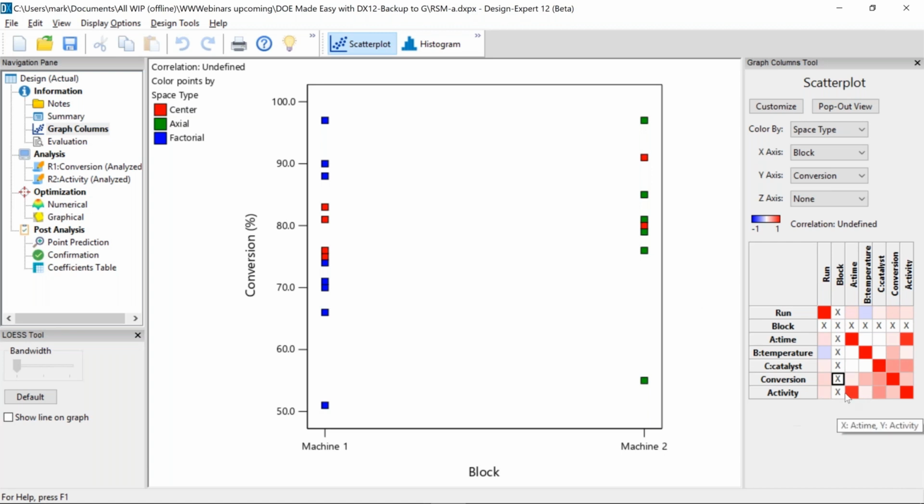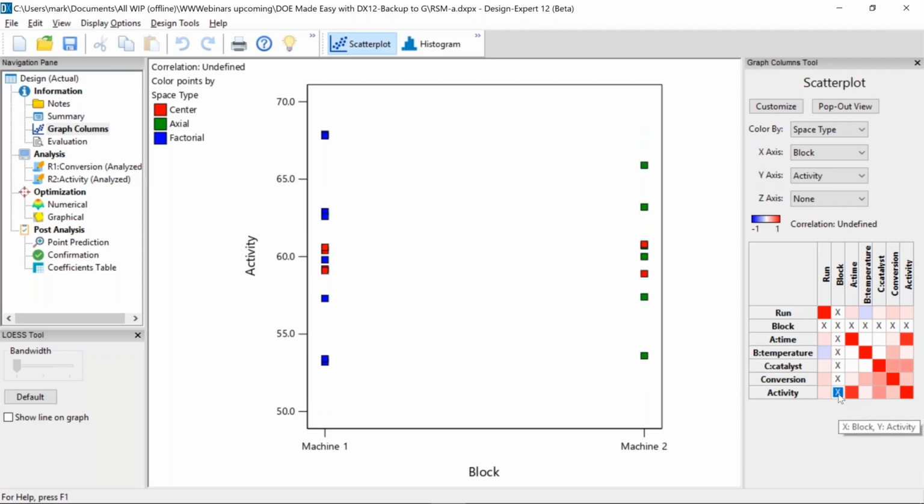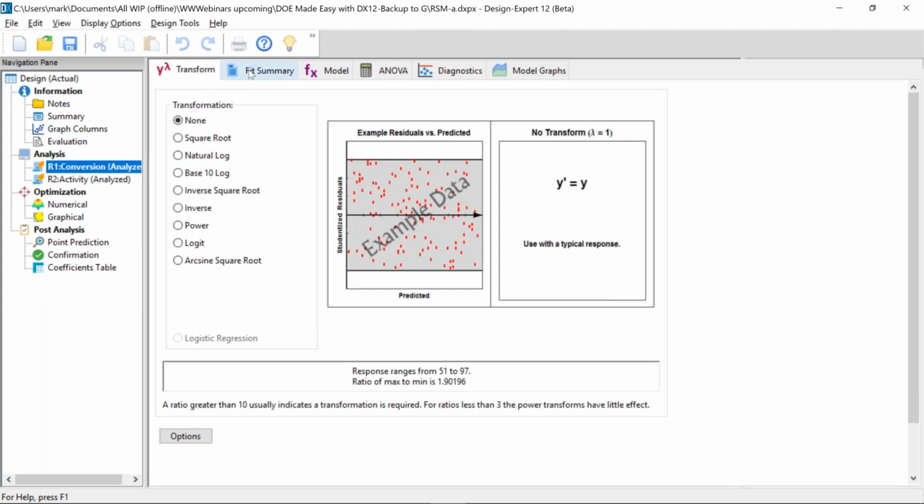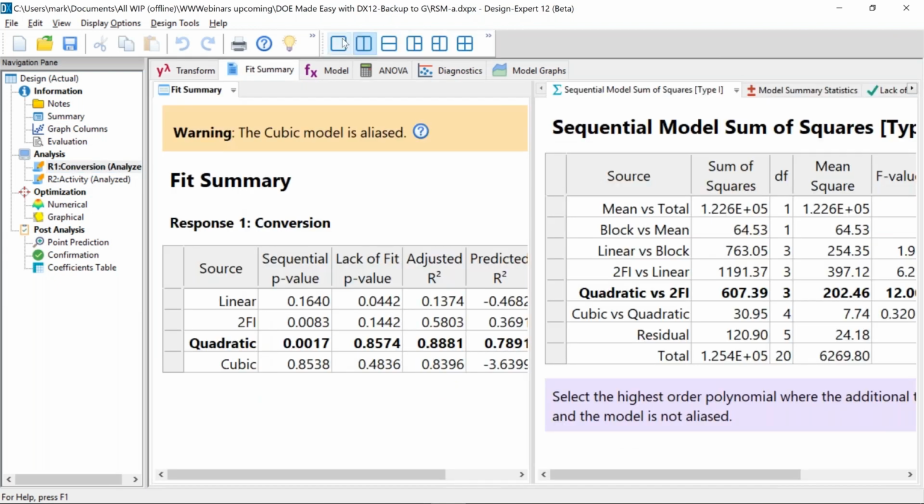And then we could look at the block effect on activity. It doesn't look like, focusing on the red squares, there's much of a difference there. So that just gives us kind of a pre-analysis of what's going on. But now we're going to go in and we're going to fit a series of models all the way up to the design for model, which is the quadratic.